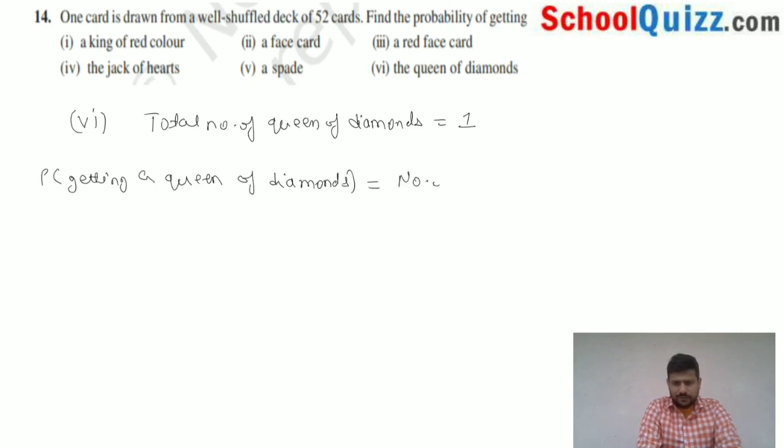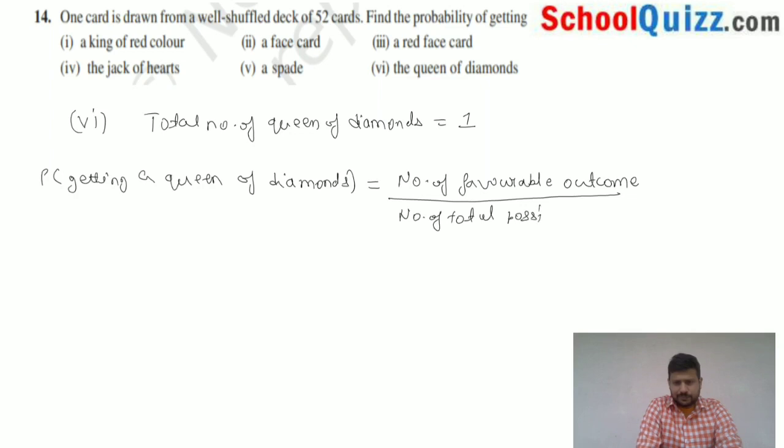number of favorable outcomes upon number of total possible outcomes. So number of favorable outcomes we have is 1, and the total possible outcomes that we can have is 52. So 1 by 52 is the probability of getting a Queen of Diamond. This is all from this question.